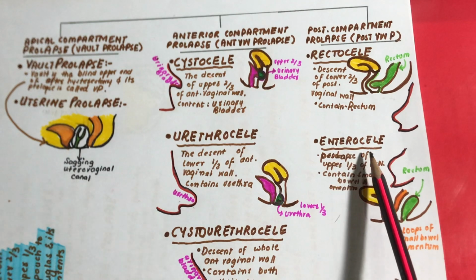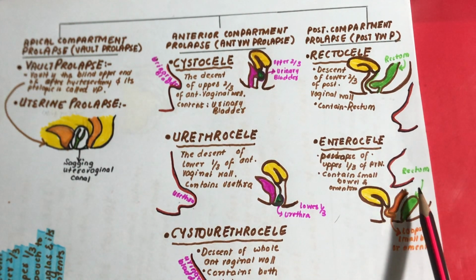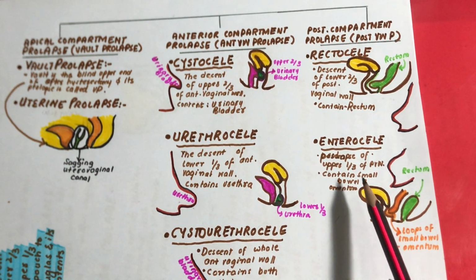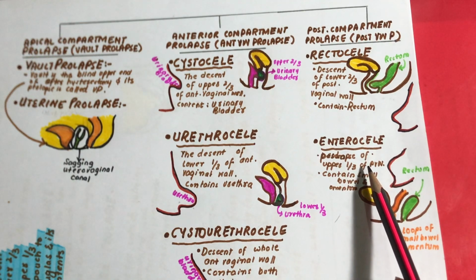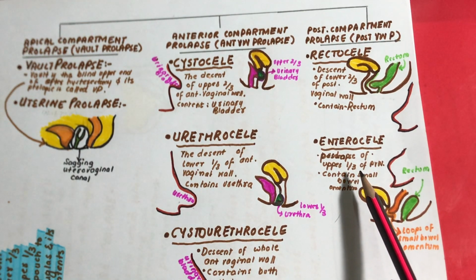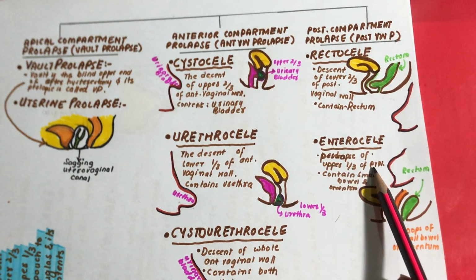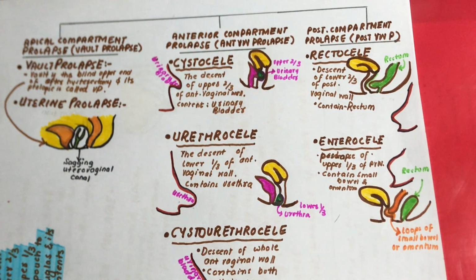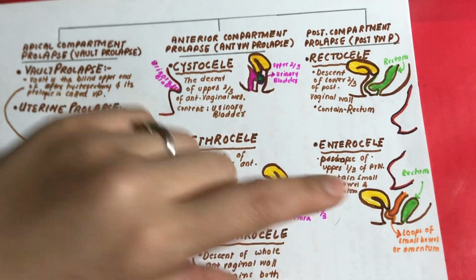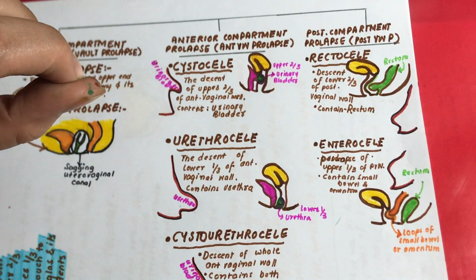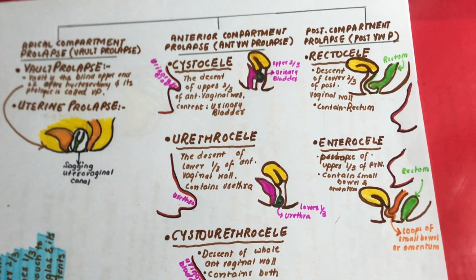Then we have enterocoele. In enterocoele, we have the upper one-third, which is left; we have discussed the lower two-thirds, which contained the rectum. So the upper one-third of the posterior vaginal wall will contain the small bowel and the omentum. I hope this is clear to you.